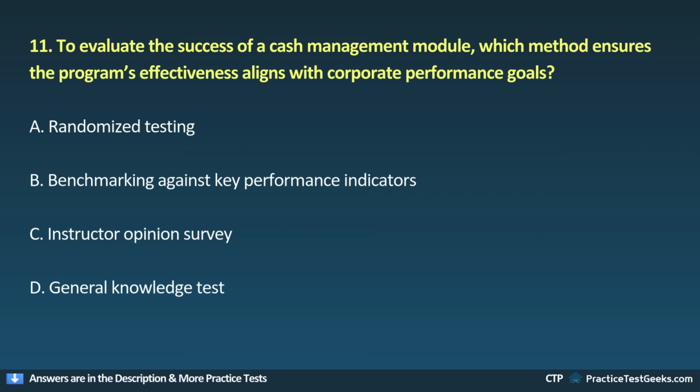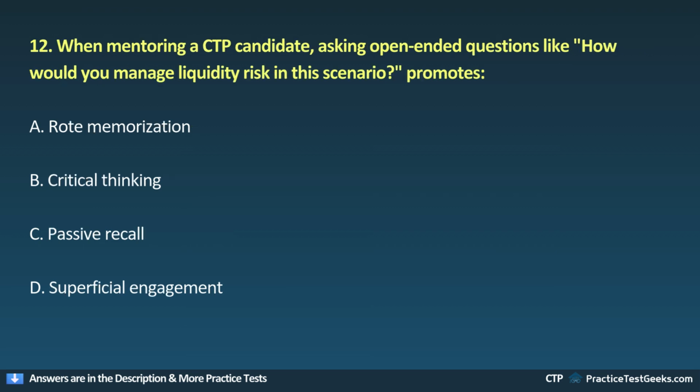11. To evaluate the success of a cash management module, which method ensures the program's effectiveness aligns with corporate performance goals? A. Randomized testing. B. Benchmarking against key performance indicators. C. Instructor opinion survey. D. General knowledge test.